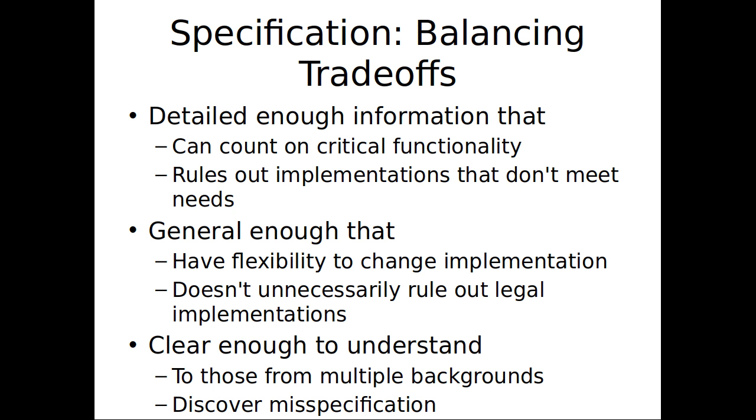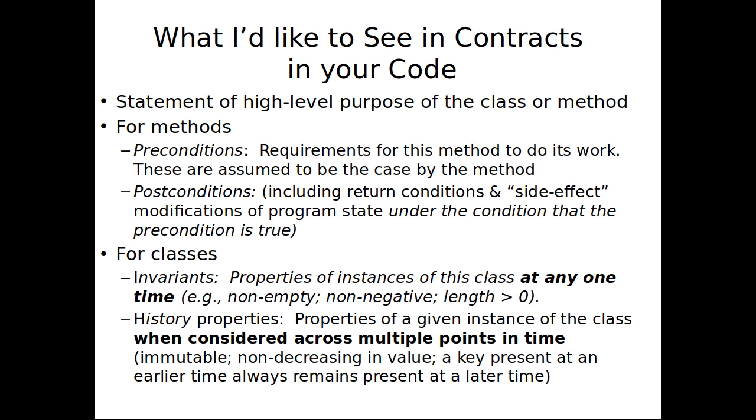So, you want it to be detailed enough that users can count on certain key functionality, rules out implementations that don't meet certain needs for them, and general enough that the people who created it can change the implementation, clear enough to understand, right? You don't want to unnecessarily tie your hands as far as evolving it, but you want to provide enough information to let the people who use it get the job done. So this is what I want to see in your contracts. This is what I want to see in your code base.